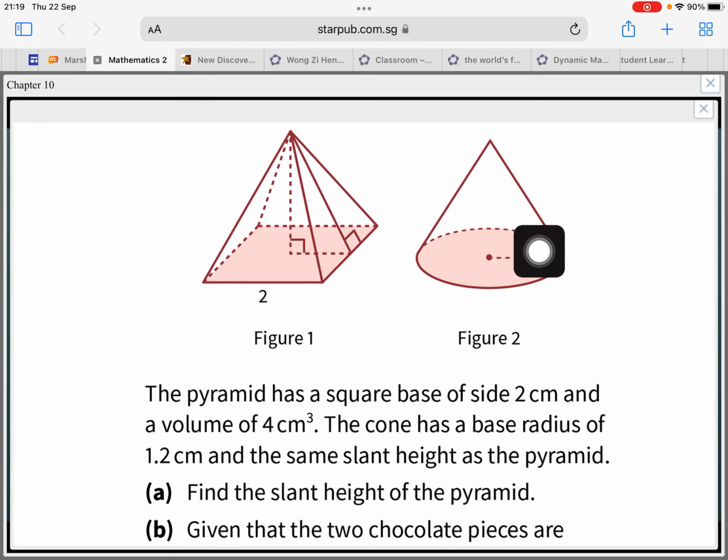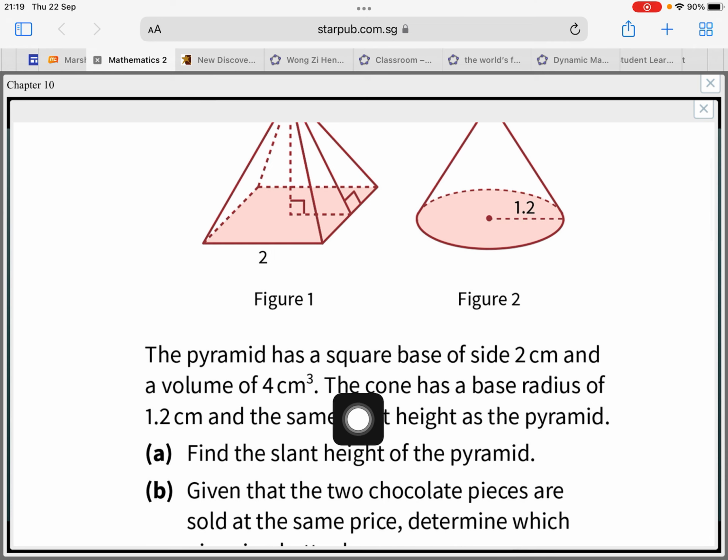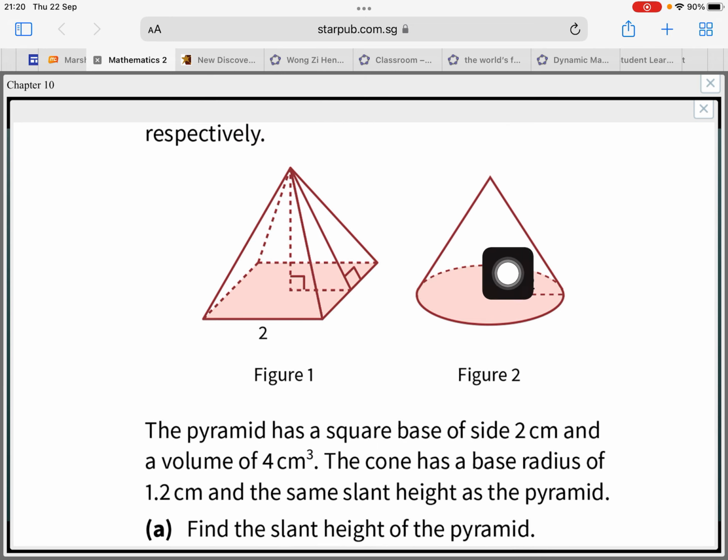If the volume of the cone is smaller, then the pyramid will be a better buy. So how do we find the volume of the cone? They say the cone has the same slant height as the pyramid, so we know that this is the same as here. The base I know is 1.2. So to find the volume, it is 1/3 base area times height.